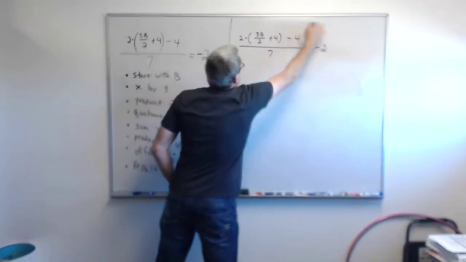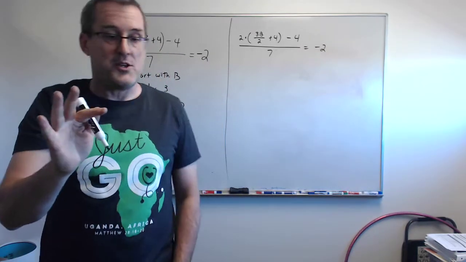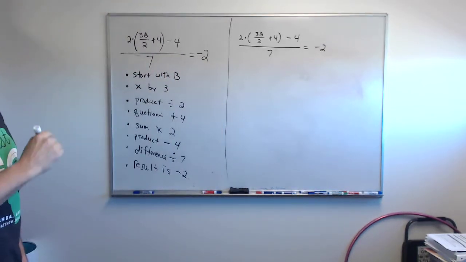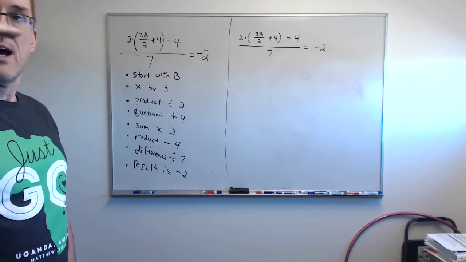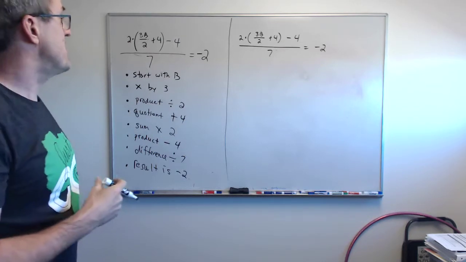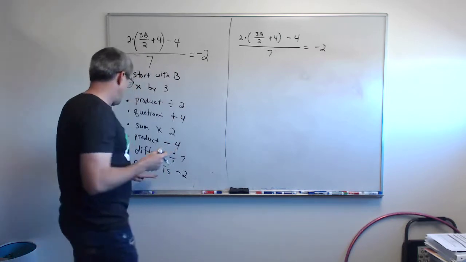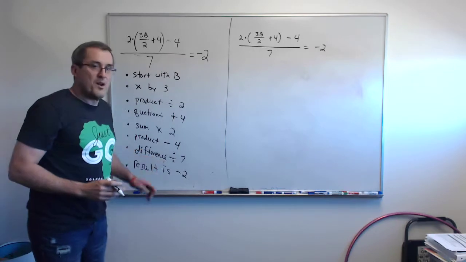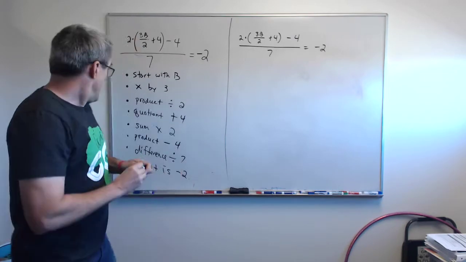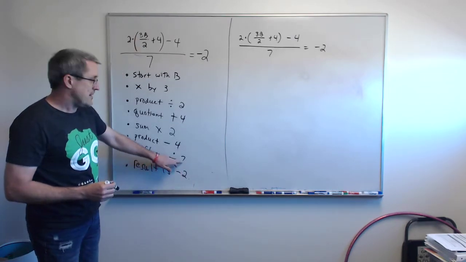All right, so here's the equation again. Notice it's the same equation that we started with over here on the other side. I'm not trying to trick you. It's the same equation. We're just now going to go through the deconstruction process to see what happens. All right, the result is -2. Now, right before we got the result of -2, we took a difference and divided by 7.